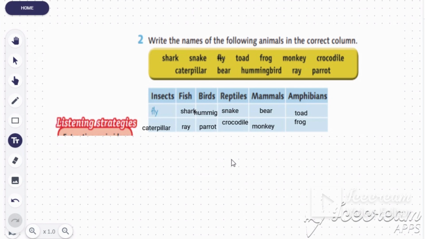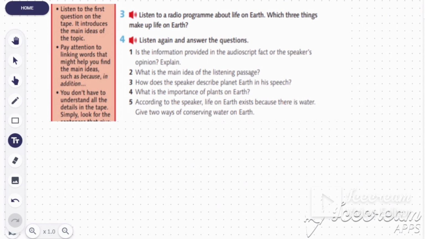Move to exercise number 3. It's a listening exercise. I will play the audio and you will listen. First, before listening, we need to know what we are going to hear about, taking an idea from reading the questions, so we know what topics we are going to listen about. Listen to the radio program about life on Earth. So it's about life on planet Earth. Which three things make up life on Earth? We will hear three things about the most important things to live on Earth. Okay? Listen again. Now, listen again and answer the questions. Is the information provided in the audio script fact or the speaker's opinion? Explain. We will listen again and find out facts or opinions.